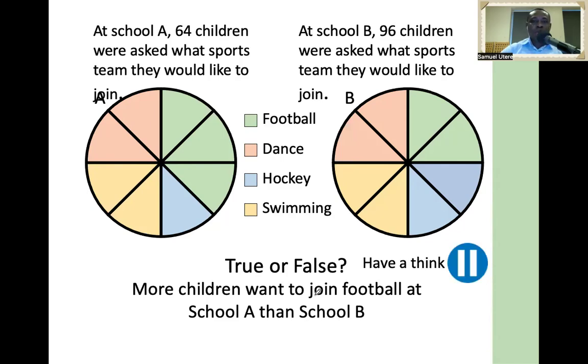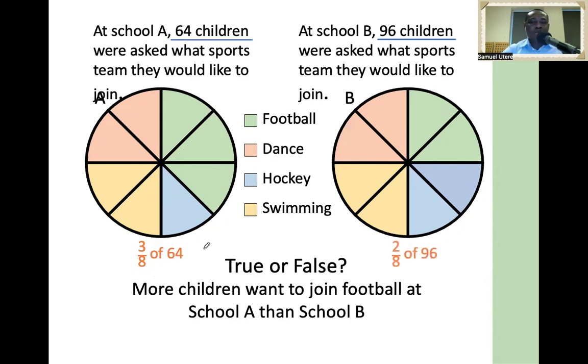So, if we investigate this, we will see that 3 parts represent, okay, there are 64 children all in the school. And then here, the total number of parts that we have is 8. So 3 out of 8 represent football. So we have to work out 3/8 of 64. Now, if we work out 3/8 of 64, we would see that it's equal to 24.